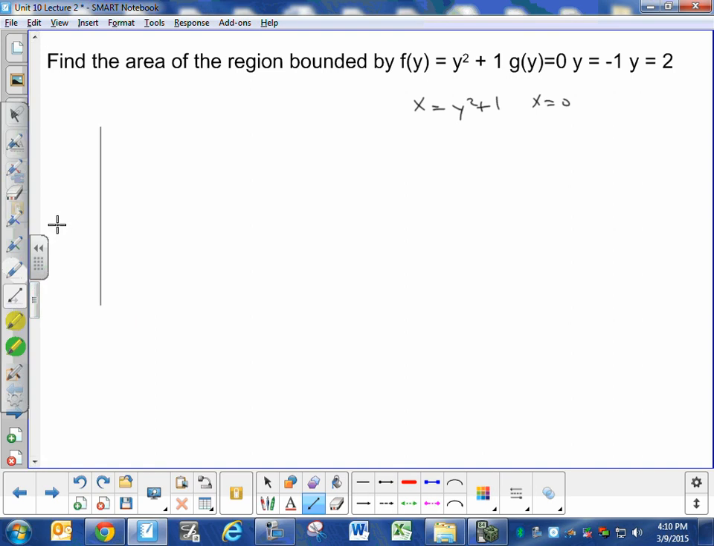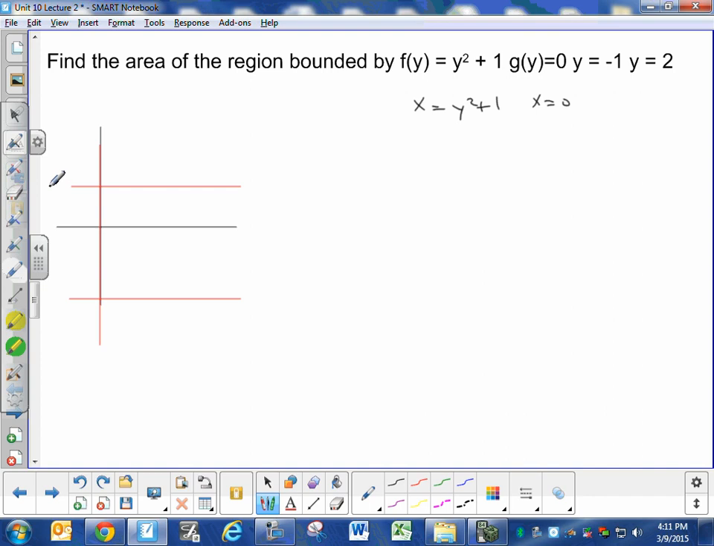We know x is 0 is important. We get y is negative 1, y is 2. So here's y is negative 1. I'll say this is y is 2. I'll say this is x is 0. So I got that. And now I'm going to take some values, plug them in, and find the other values. So when x is 0, I get y squared plus 1, y doesn't exist. I'll have negative 1 is equal to y squared, doesn't work.